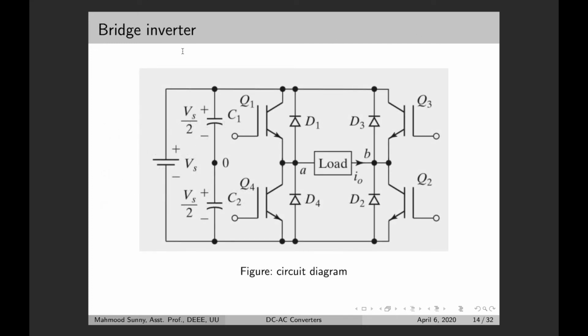This is the circuit diagram of the full bridge inverter. So we have our supply on the left side, then 2 filter capacitors on the supply side, then we have 4 switches, switch 1, switch 2, switch 3, and switch 4. So the operation would be that we have to turn on Q1 and Q2 together. So when Q1 and Q2 are turned on, then the current would flow like this.